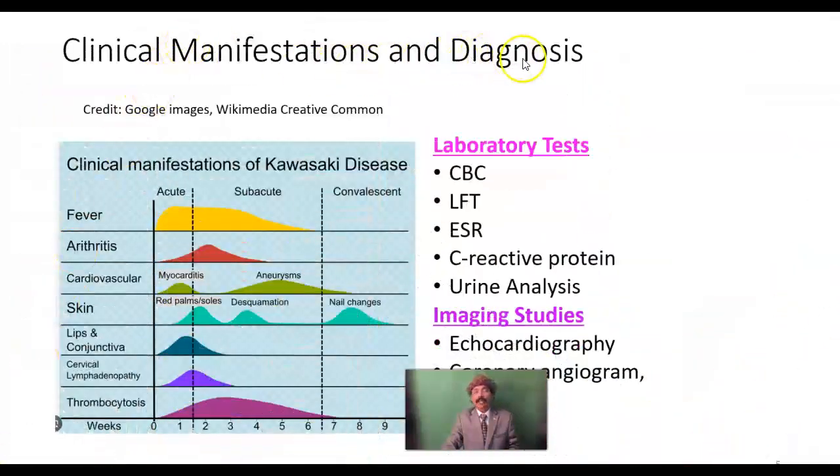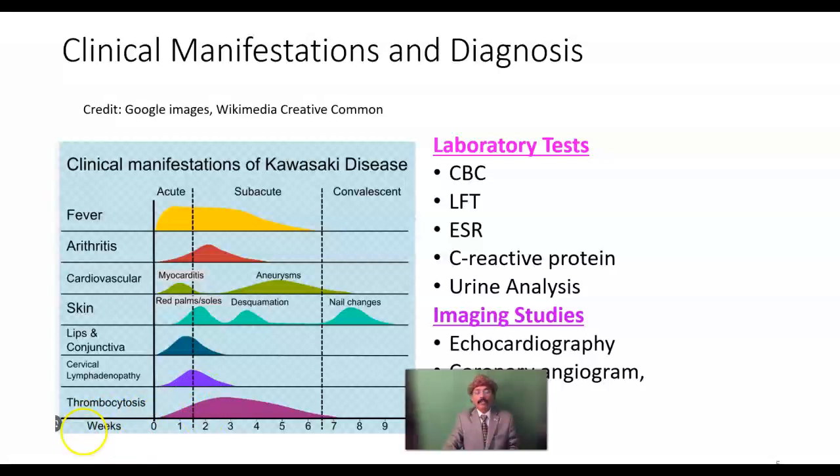Clinical manifestation and diagnosis. Clinical manifestation during the acute stage, the initial week: we'll get fever, arthritis, joint pain. It usually happens in the second week. Cardiovascular involvement, red skin, palm and sole discoloration. There may be peeling of the skin. Nail changes happen eventually. Lip and conjunctiva are initially involved. Cervical lymphadenopathy, usually the anterior group of cervical lymph nodes. Thrombocytosis is also associated with Kawasaki disease, along with anemia and leukopenia. That may happen, but there will be thrombocytosis.